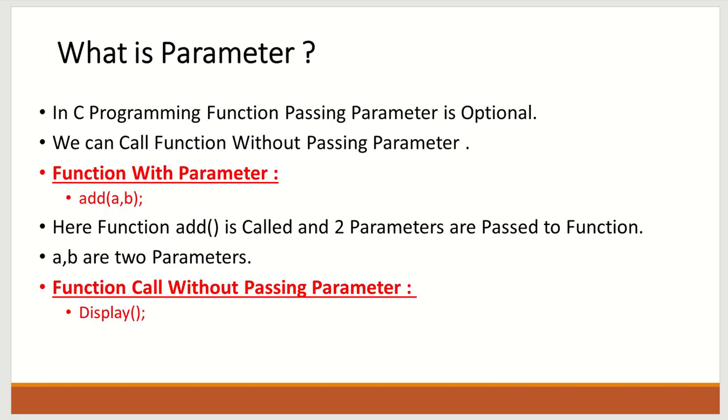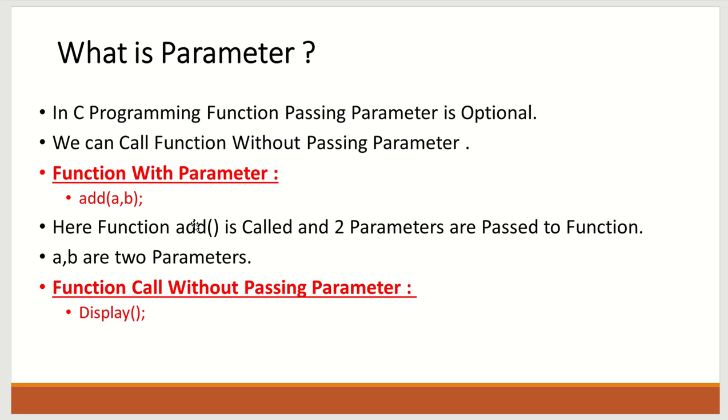Now coming to the main point, what is the meaning of the parameters? In C programming, a function passing parameter is optional. So we can call function without passing parameter also. So we have two options: function with parameter and function call without passing parameter. So function with parameter, you will write something like this: function name, add, and bracket you will pass the parameter, but at the time of calling, no return type.